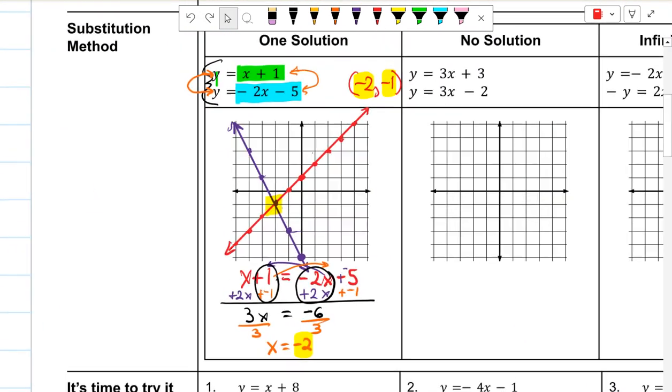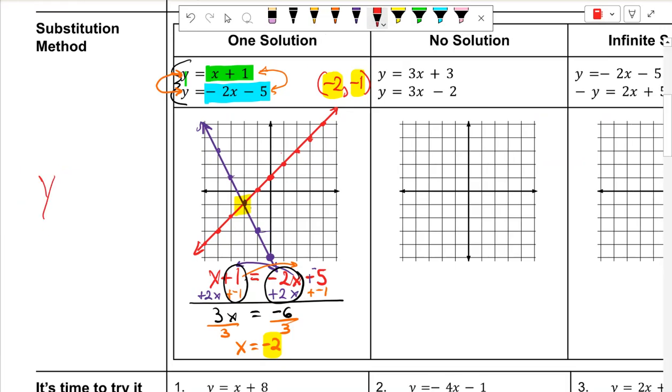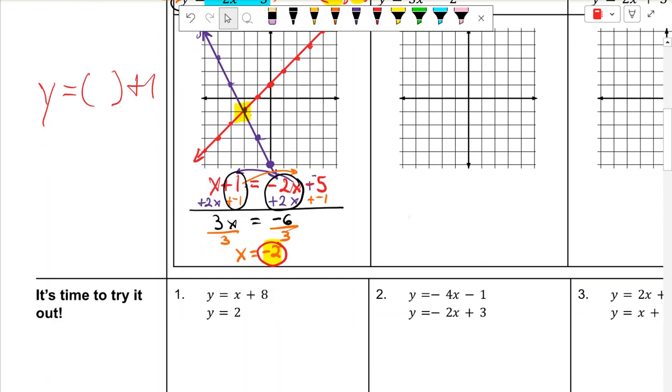All right, I don't have a lot of room left, so off the margin I'm going to go. The top equation looks a lot easier to deal with than the bottom one, so I'm going to write y is equal to x plus 1. Now, why did I put parentheses? Because I'm substituting a negative 2 into the parentheses. So I'll put a negative 2 in there, and negative 2 plus 1 is negative 1. So when x is negative 2, y is negative 1.